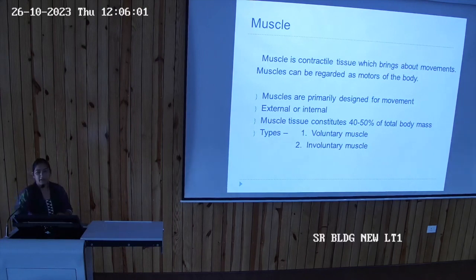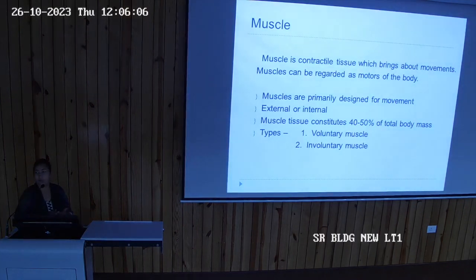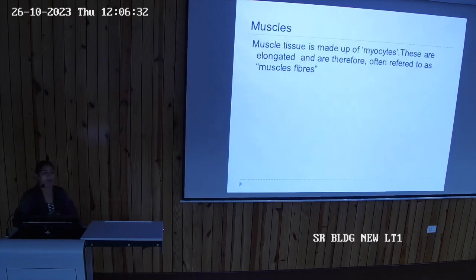So muscles can be external or internal. External muscles are attached to the skeletal framework, and internal muscles line the internal organs, like in the GIT. And there are two types of muscles: voluntary and involuntary. Further classification would be skeletal muscle, smooth muscle, and cardiac muscle. Skeletal muscle is voluntary, and the other two, smooth and cardiac muscle, are involuntary.